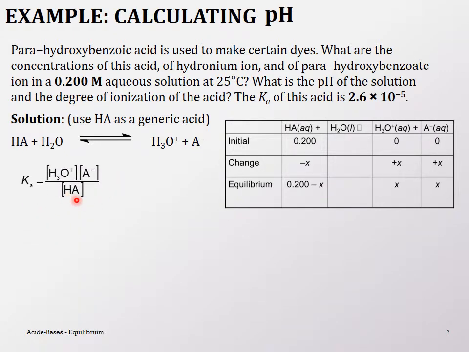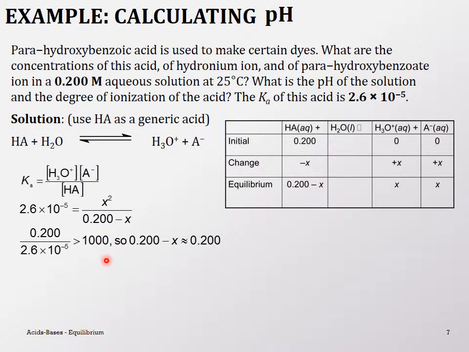So here is our Ka equation. Here are our numbers from the ice table and the Ka. Now we're going to figure out if we really need to calculate for X. One of the ways to do this is by taking the value of the concentration divided by 2.6 times 10 to the negative 5, which is the Ka value, and see if the number comes out to be really huge. If it's a huge number, then you can ignore X. Which means that if you ignore it, then 0.2 minus X becomes approximately 0.2.